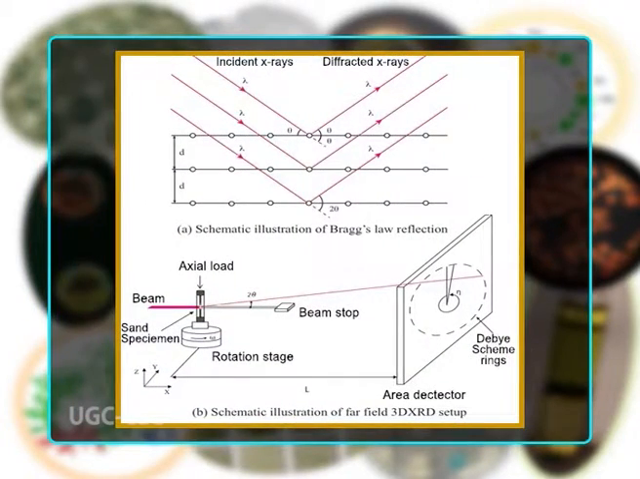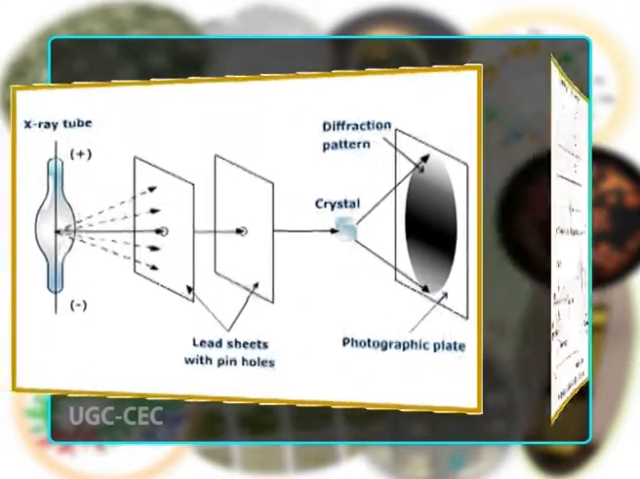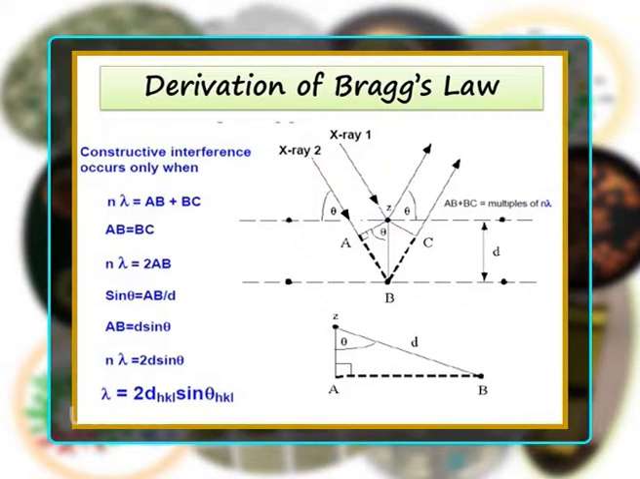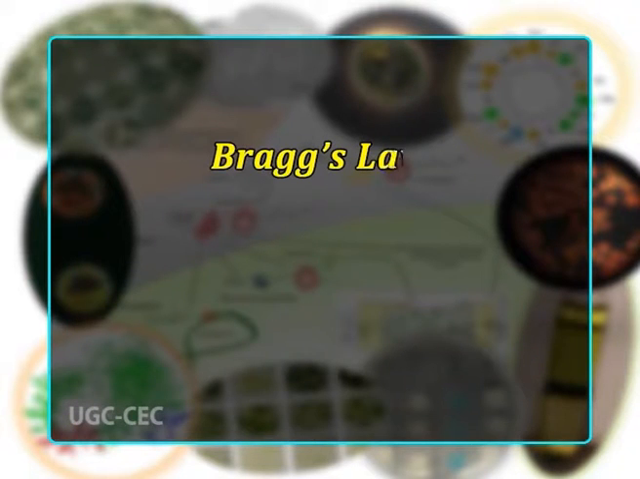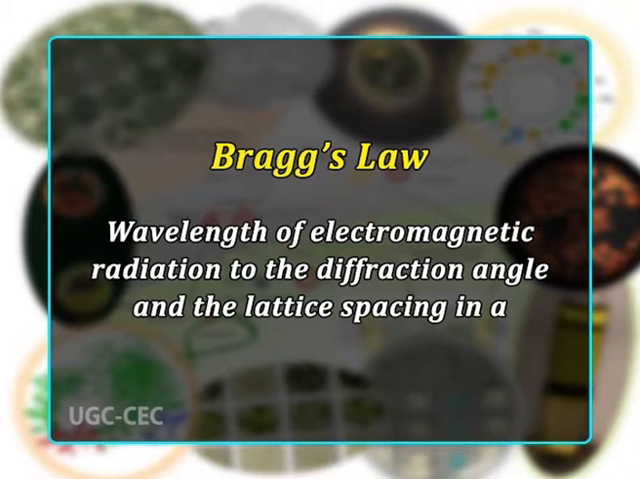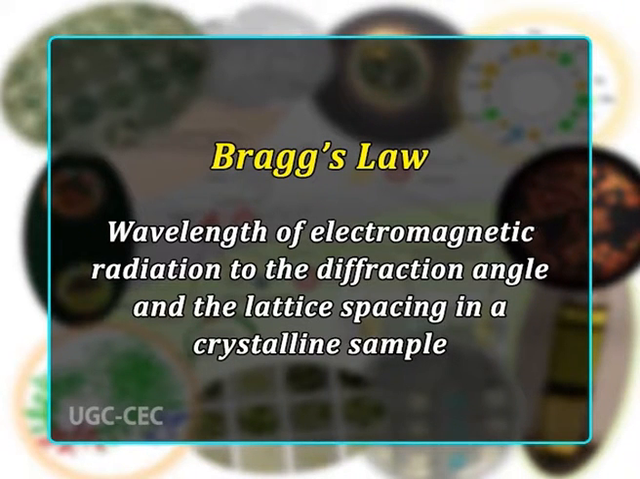XRD analysis is based on the constructive interference of monochromatic X-rays and a crystalline sample. The X-rays are generated by a cathode ray tube, filtered to produce monochromatic radiation, collimated to concentrate, and directed towards the sample. The interaction of the incident rays with the sample produces constructive interference when conditions satisfy Bragg's law. This law relates the wavelength of electromagnetic radiation to the diffraction angle and the lattice spacing in a crystalline sample.